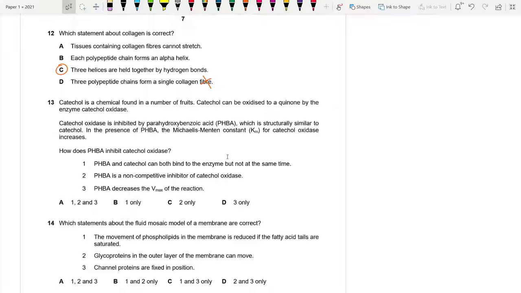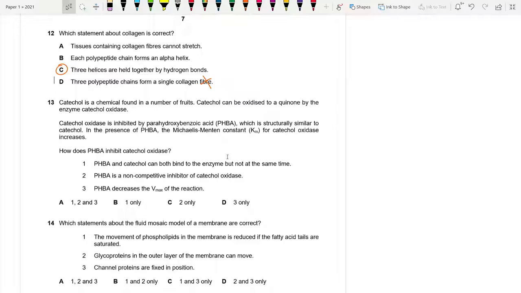13. Catechol is a chemical found in a number of fruits. Catechol can be oxidized to quinone by the enzyme catechol oxidase. Catechol oxidase is inhibited by para-hydroxy benzoic acid (PHBA), whose structure is similar to catechol. In the presence of PHBA, the Michaelis constant (Km) for catechol oxidase increases. So the value of Km increasing means that affinity actually decreases.